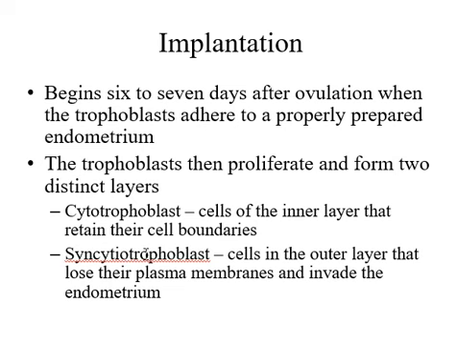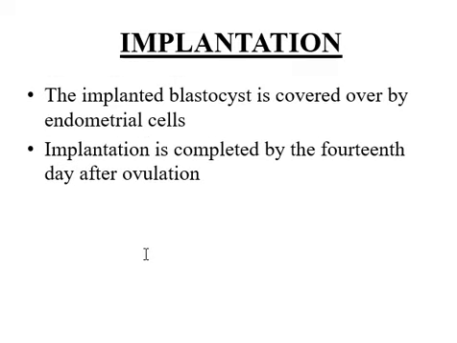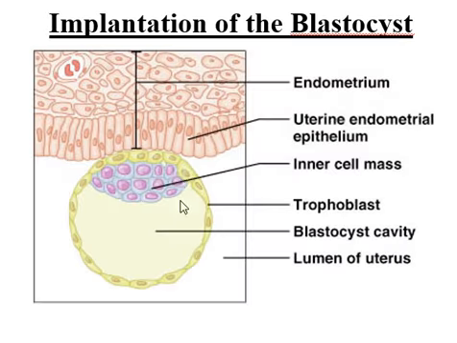This syncytiotrophoblast is responsible for producing a hormone known as human chorionic gonadotrophin, which enters the maternal blood in the lacunae in the syncytiotrophoblast. And this HCG maintains the hormonal activity of the corpus luteum in the ovary during pregnancy and forms the basis for the pregnancy test. So this implanted blastocyst is now covered over by the endometrial cells. Implantation is completed by the 14th day after ovulation.